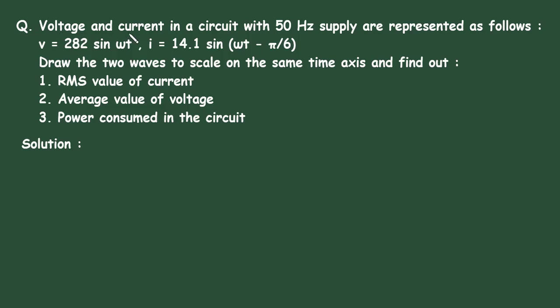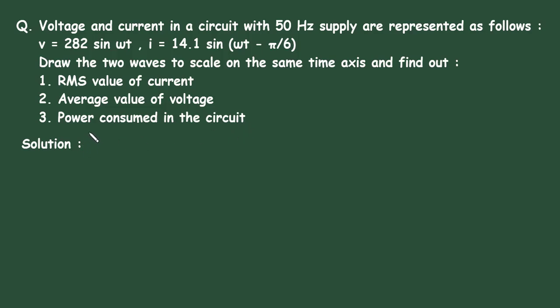Question: voltage and current in a circuit with 50 Hz supply are represented as follows. V is equal to 282 sin omega t and I is equal to 14.1 sin (omega t minus pi by 6). Draw the two waves to scale on the same time axis and find out number 1, RMS value of current, number 2, average value of voltage, and number 3, power consumed in the circuit.